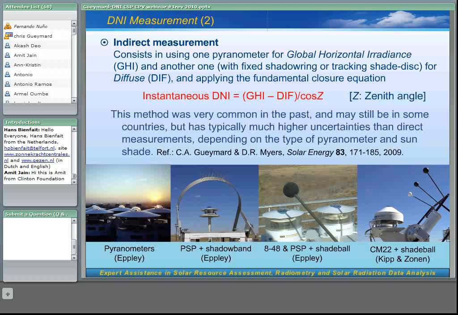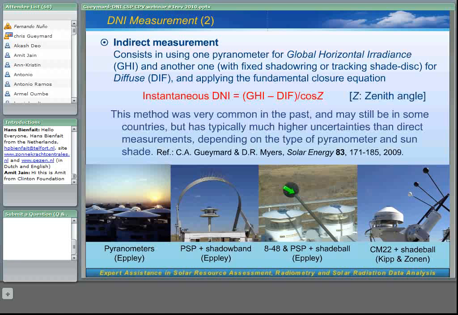And again, some pictures of those instruments. On the left side here we have pyranometers to measure global irradiance, another pyranometer to measure diffuse, and you see the shadow band here, which is fixed but has to be moved every few days.